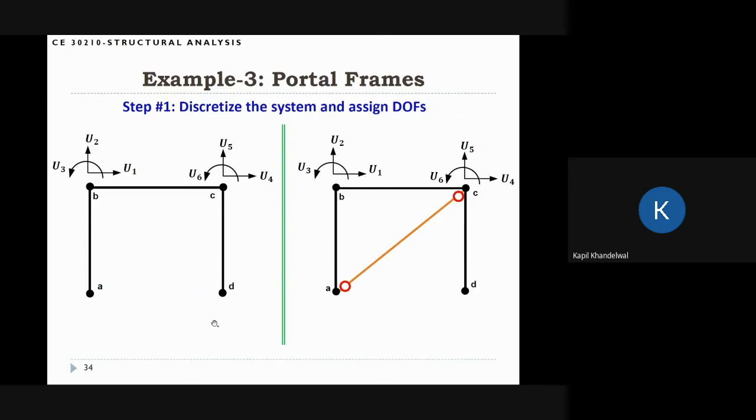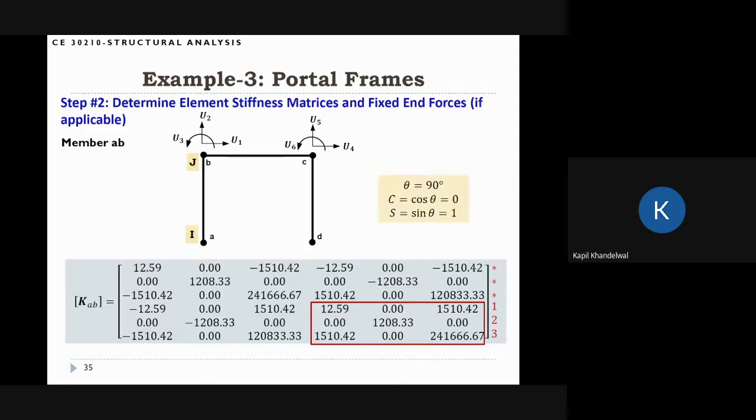Now what we want to do is find the stiffness matrices of each of these elements, assemble the system together, and solve the system. This is the stiffness matrix for member AB. I'm considering A as the I node and B as the J node. So the angle theta is actually 90 degrees, and so C is 0, S is 1. With this, I went back to that big expression of the stiffness matrix and put down the entries of the stiffness for this member.